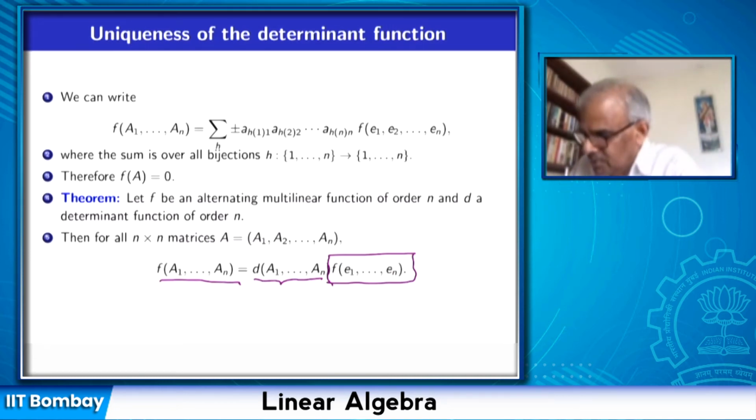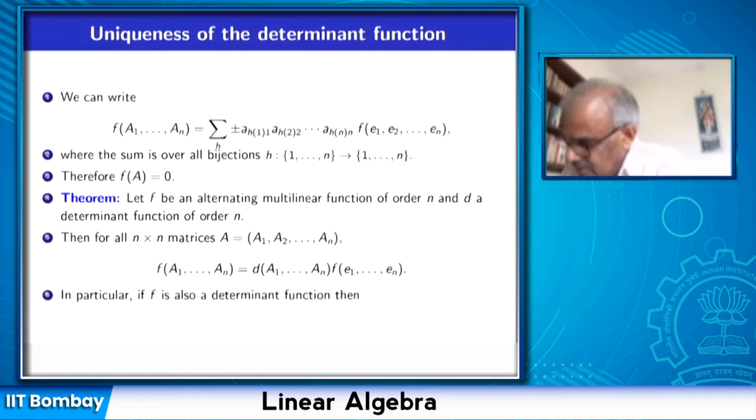This we have proved for the 2 by 2 case, right? For the 2 by 2 case, we proved this formula that D of A1, A2, An was the determinant of the 2 by 2 matrix, and then this was F of E1, E2. So this we already did for 2 by 2 matrices. Now we are doing it for n by n matrices, that any multilinear alternating function is actually a scalar multiple of a determinant function. Okay.